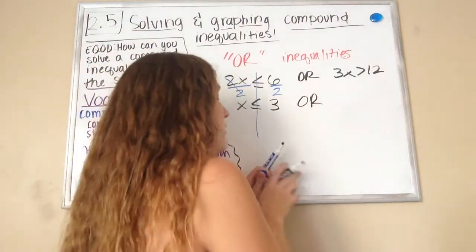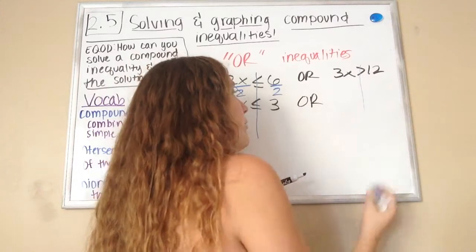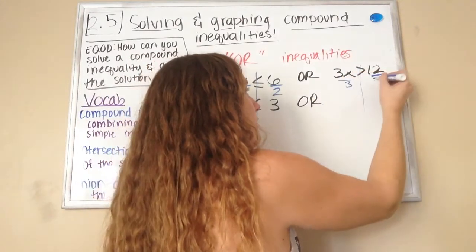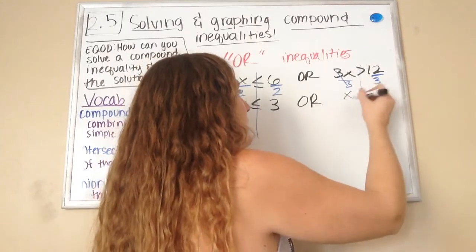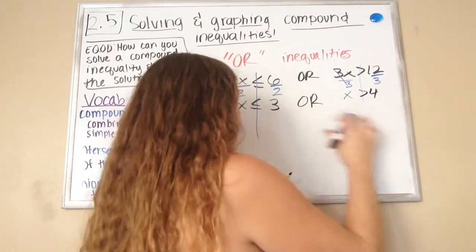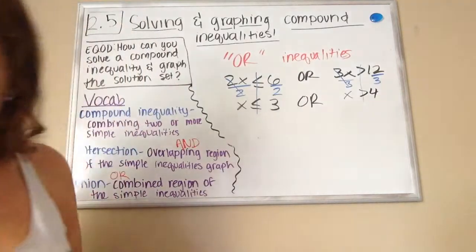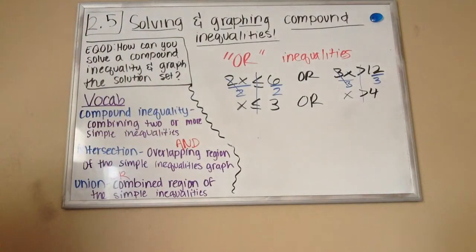Or, if we solve this one out just like we would with an equal sign, we divide by 3 to undo that multiplication, and we get x is greater than 4. Okay, cool, so we've solved them out. Now the last thing we've got to do is just graph them.